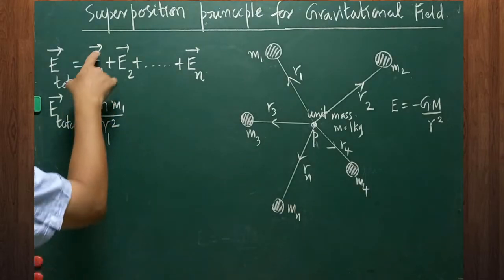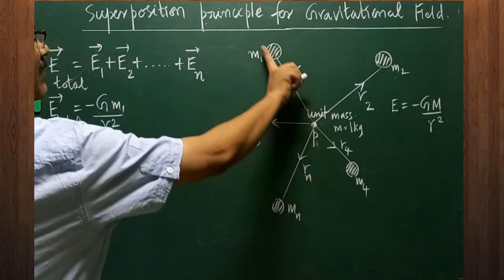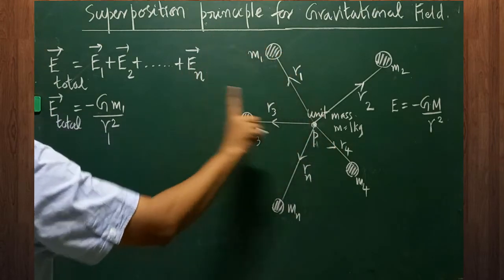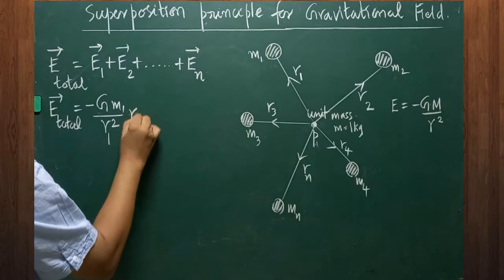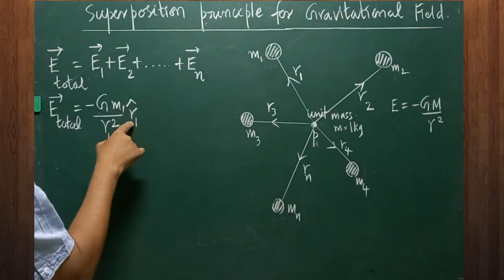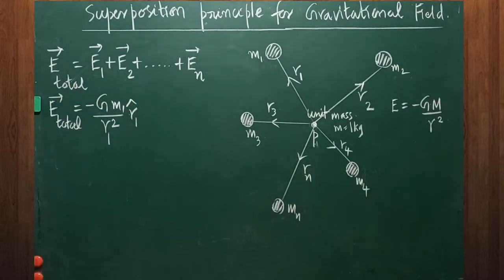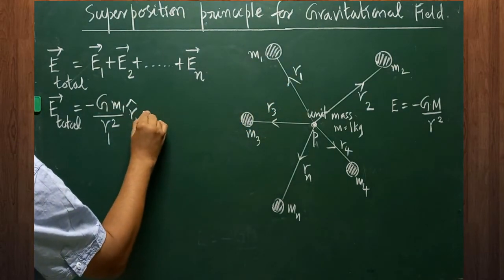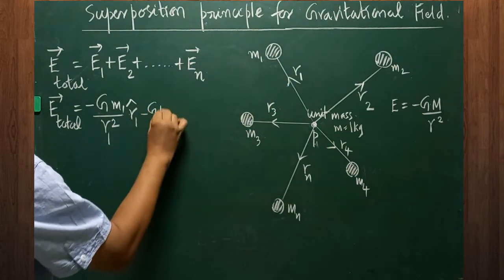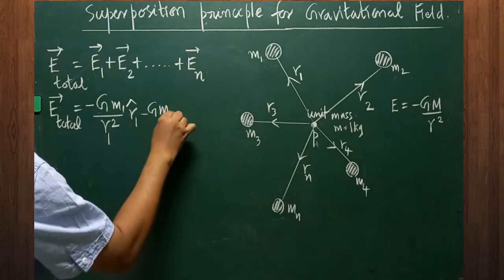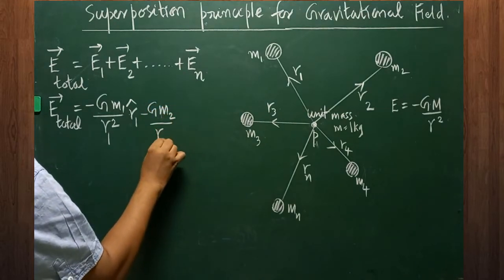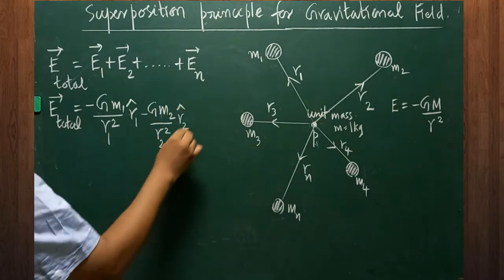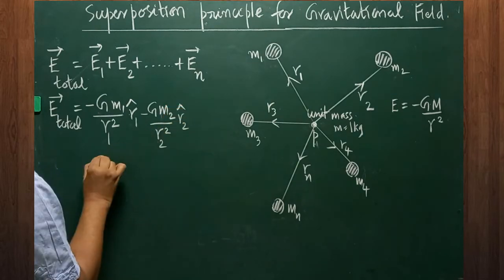Since it is a vector, the gravitational field is acting in this direction, along R1. So R1 cap shows the direction of E1. Like that, we can write for individual masses. I'll write it one by one: minus G M2 divided by R2 square R2 cap. Are you clear? So it could be continued.